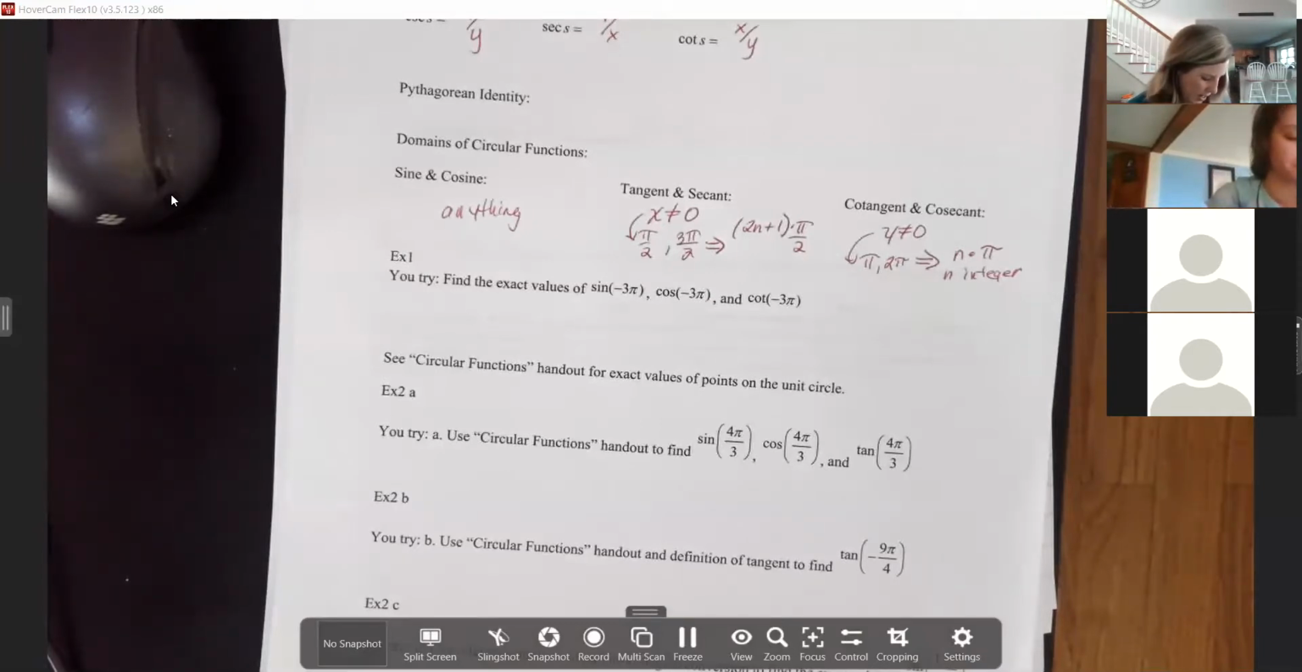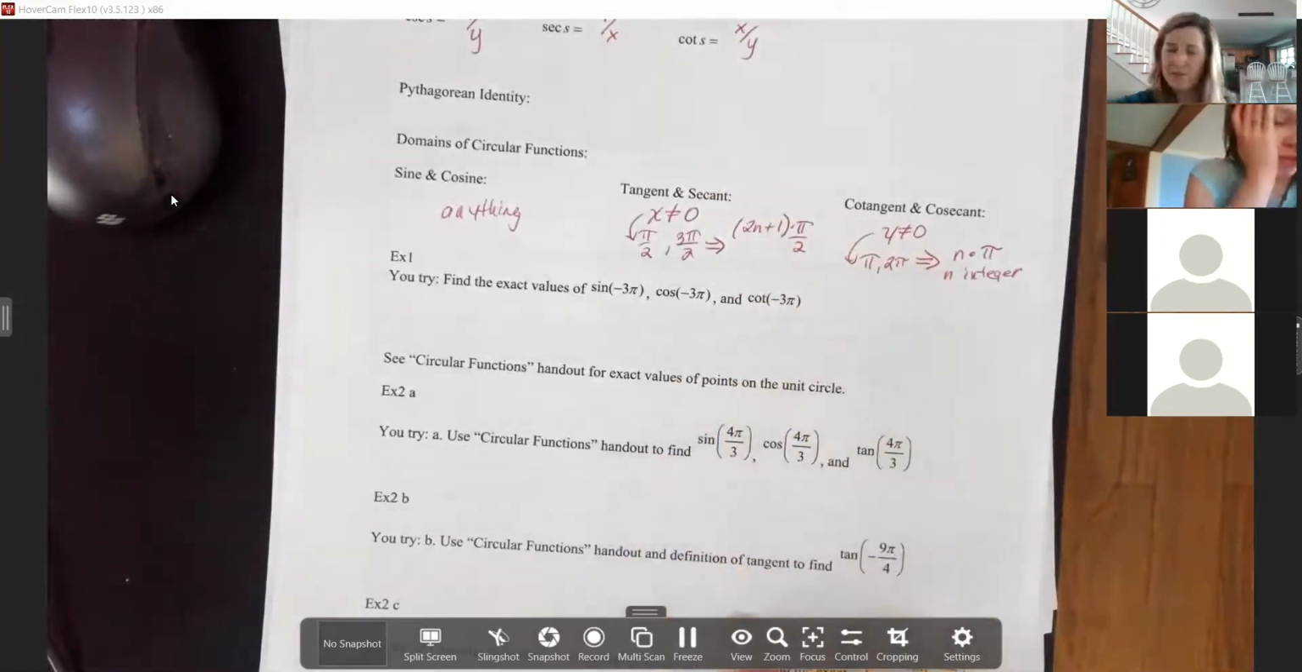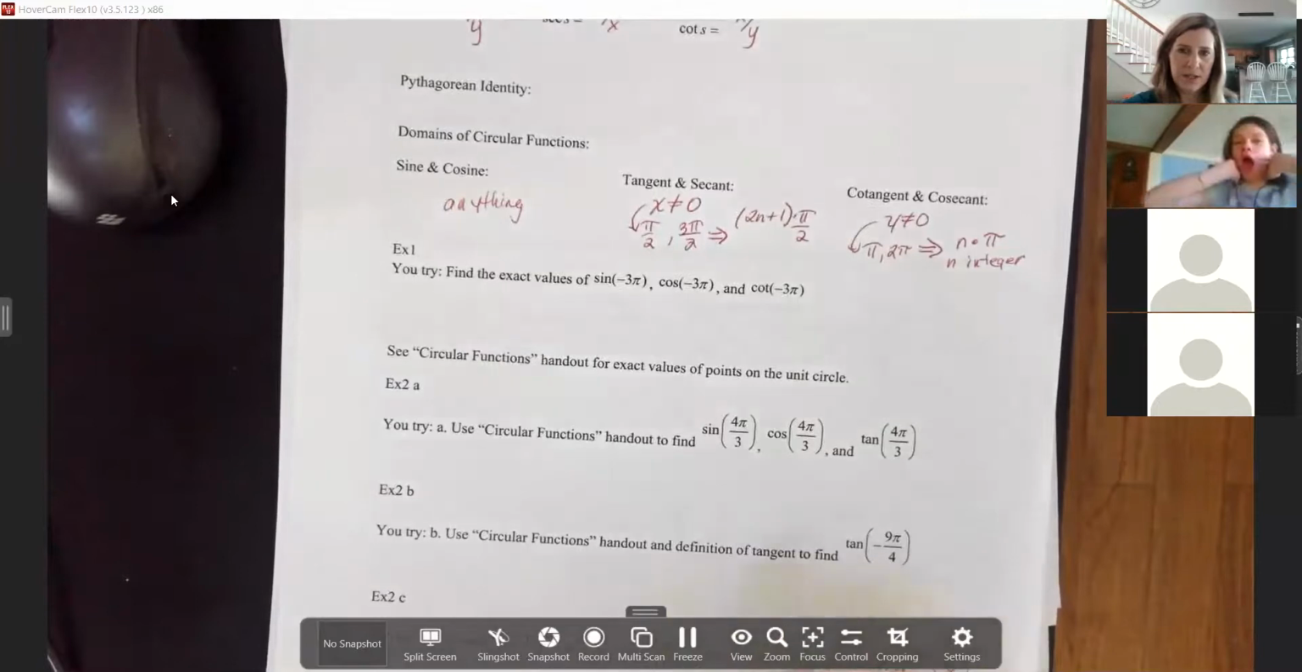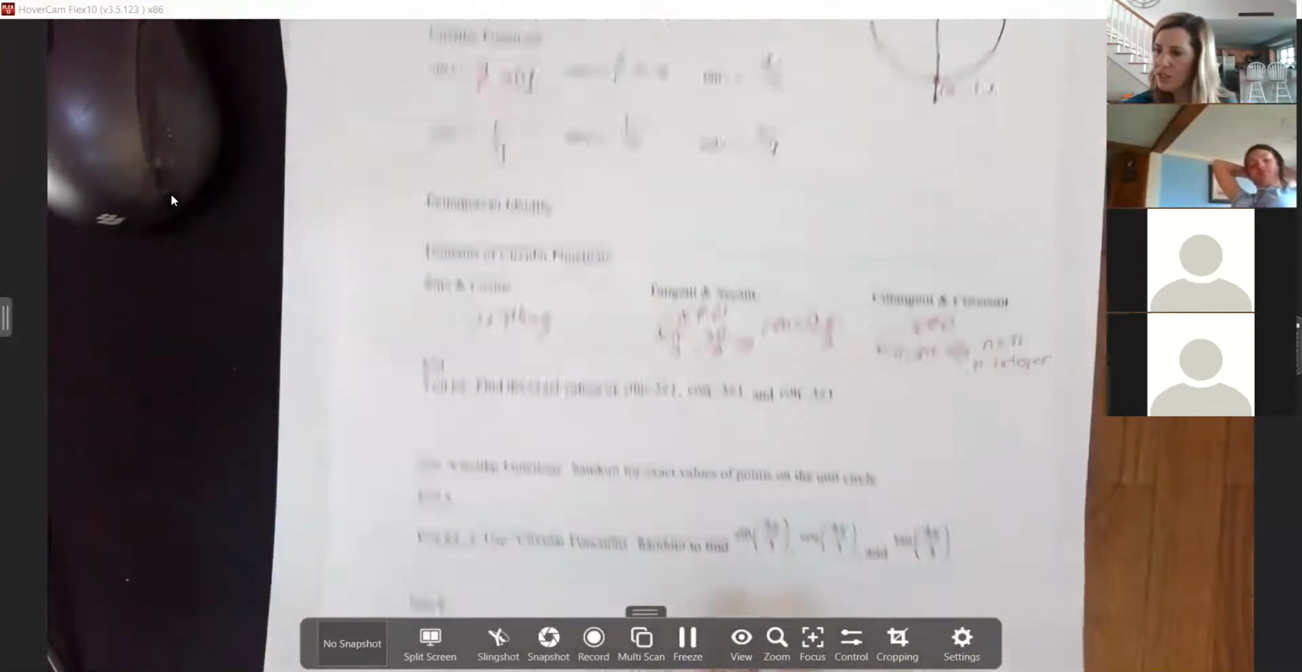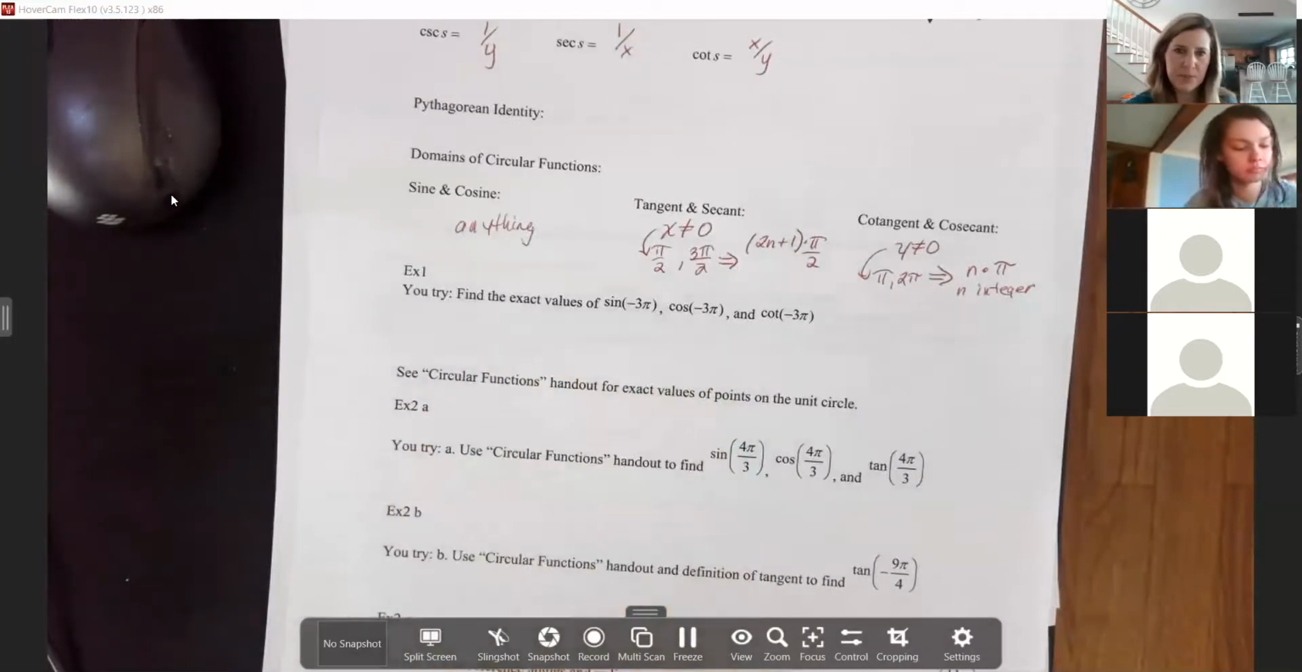All right. So I think you probably filled in all the way down to here. Is that correct? Yeah. So all of the first page. Did everyone get all the examples?